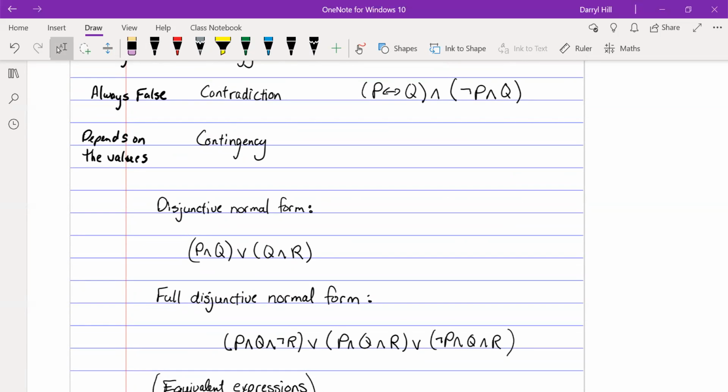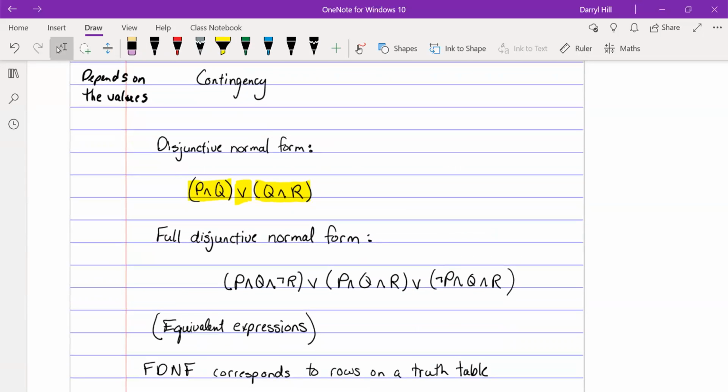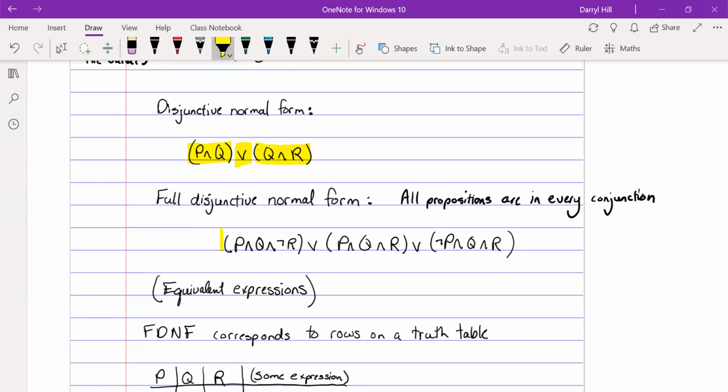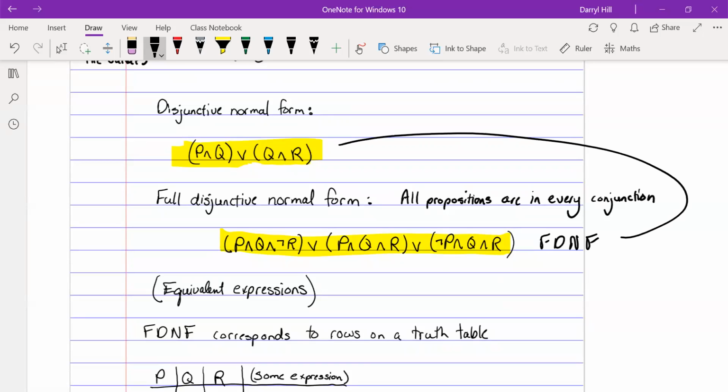Disjunctive normal form. This is called a conjunction when we use the and. So if we have conjunctions that are joined by disjunctions, which is the or, then that's disjunctive normal form. And full disjunctive normal form means that all propositions are in every conjunction. In this case, these two expressions are equivalent, but this is just the full disjunctive normal form of this one.